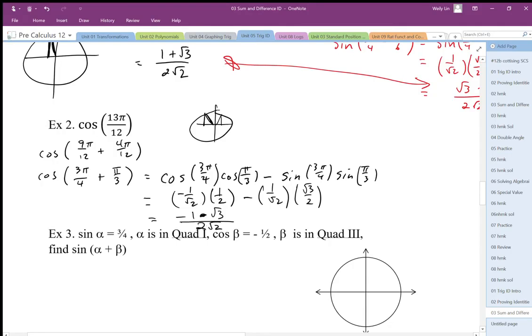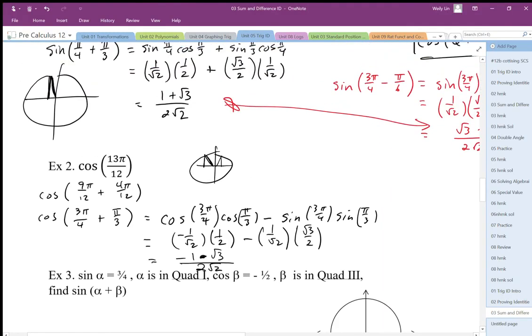Notice we always get a common denominator. If you don't, then we should be a little wary of what we're getting. So that's one type of problem that we're going to use the sum and difference angles for: these angles over 12, pi over 12.